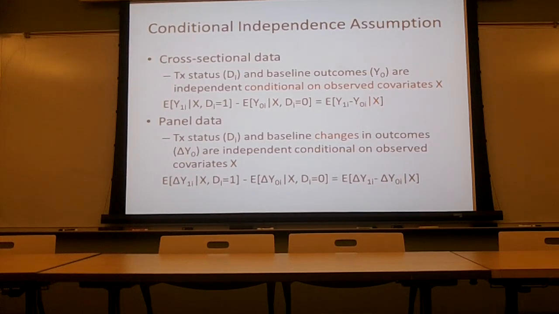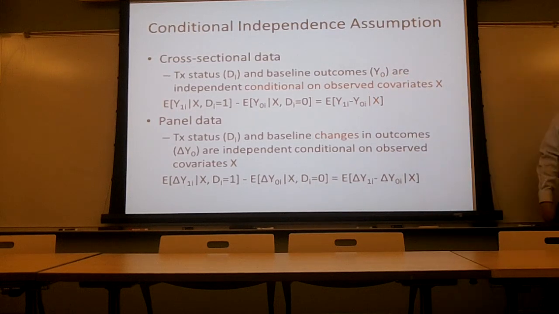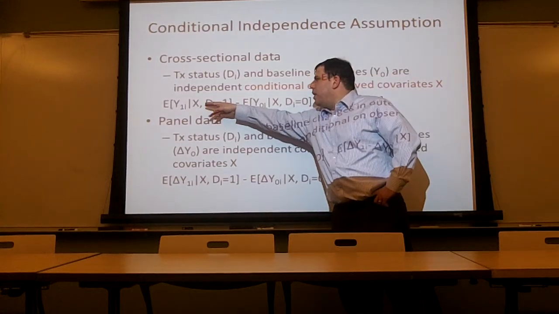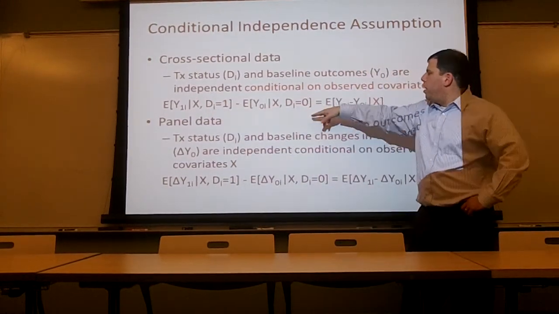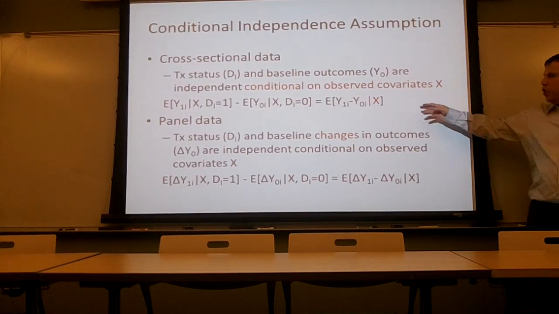So how do we formalize this just a little bit? Apply the conditional independence assumption. In cross-sectional data, we said treatment status and baseline outcomes are assumed to be independent, conditional on the observables, right? So just our expected value of the outcome conditional on X, given treatment equals 1 and given treatment equals 0, is simply the difference in the expected outcomes, conditional on the X's.